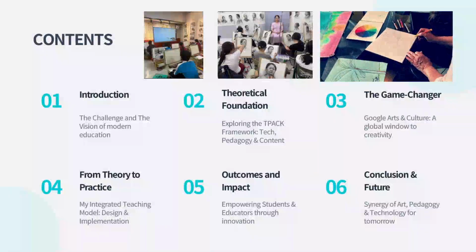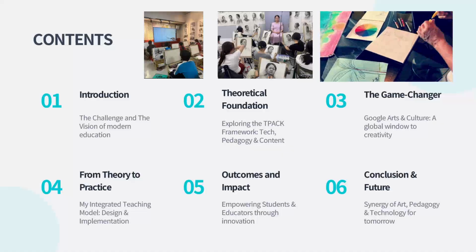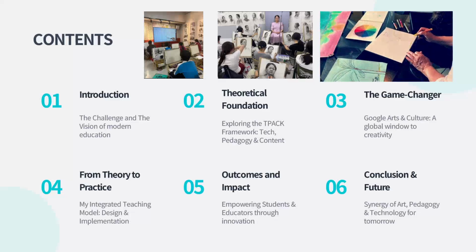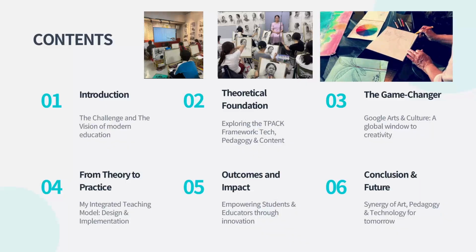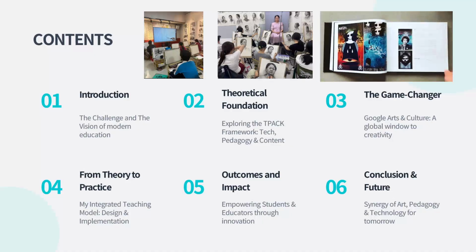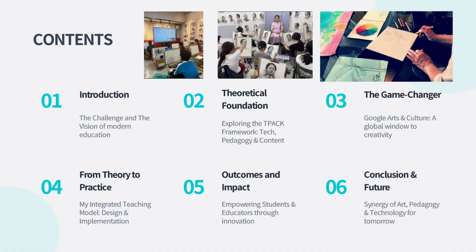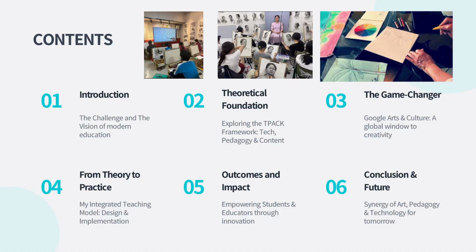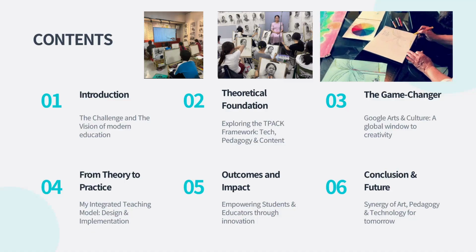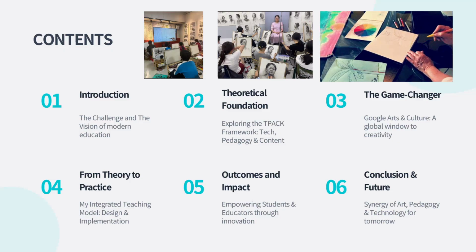Now we are looking at our table of contents slide. We have organized our whole presentation into 6 clear sections. We will start with the existing challenges and educational vision, then explain the TPACK theoretical framework, introduce Google Arts and Culture as our core teaching tool, demonstrate our practical teaching design, share the final teaching effects, and lastly, talk about future improvement and development. This clear structure can help you easily follow our complete teaching innovation logic.